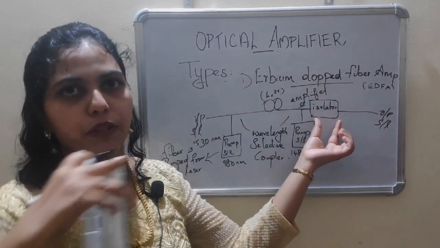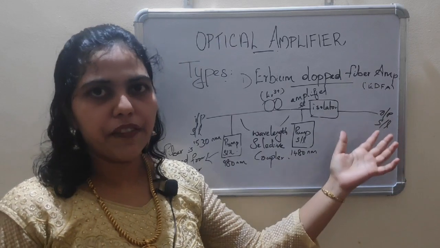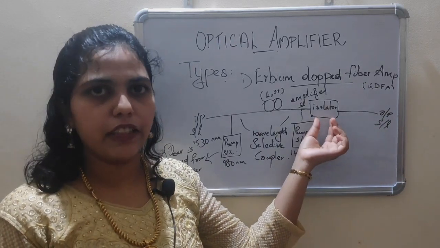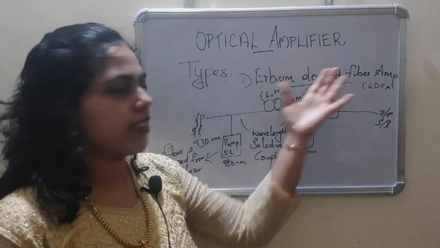And here the isolator is used. An isolator can be used at input or output, anywhere we can use. The use of this isolator is that it will avoid the reflection. This is the use of isolator. And these are about EDFA.